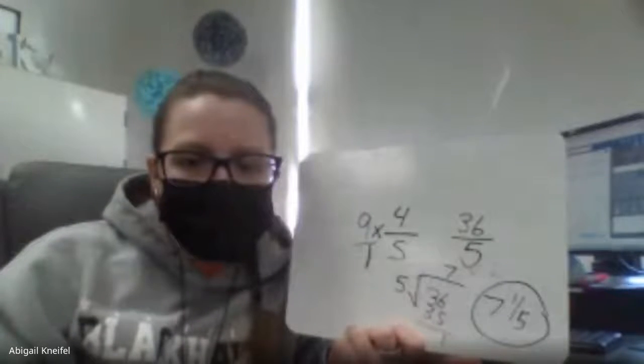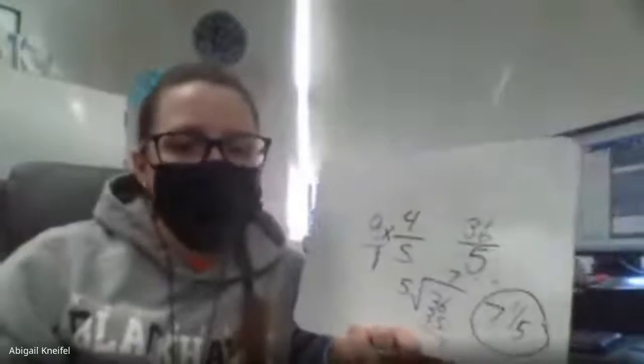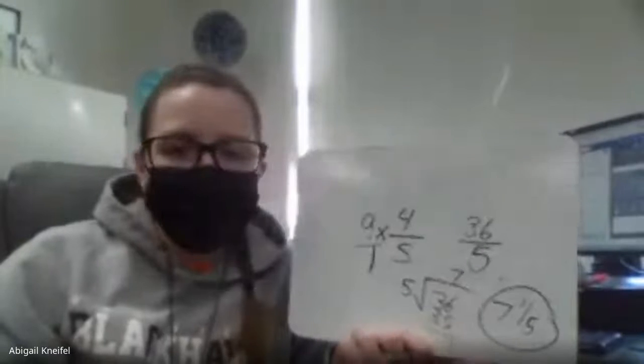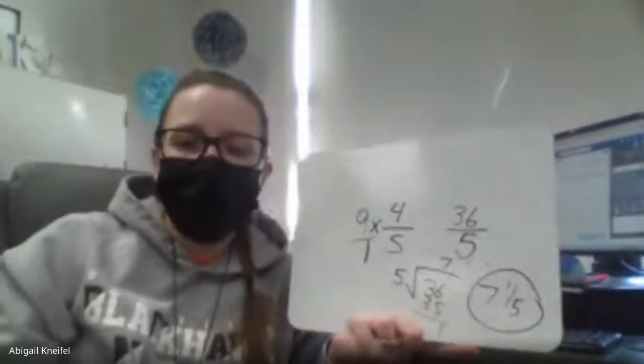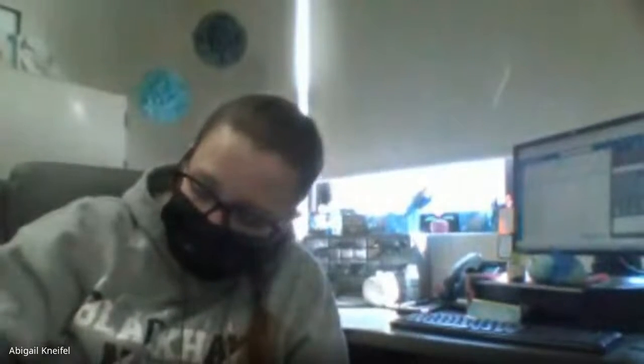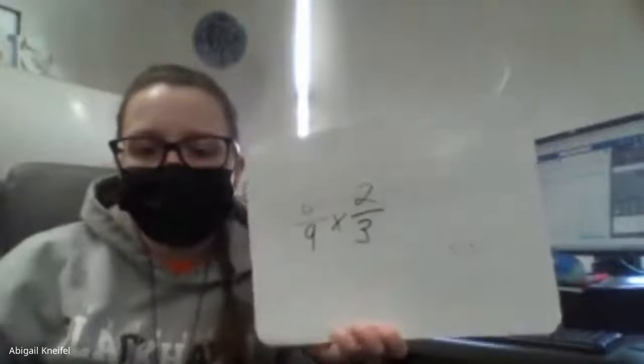Let me see your boards, friends. So when you multiplied, you got 36 over 5, which is a crazy improper fraction. So then you divide, and we had 1 left over. That's over my denominator. Good job, guys. Lots of us got that one right. All right, let's give this one a try. 6/9 times 2/3.